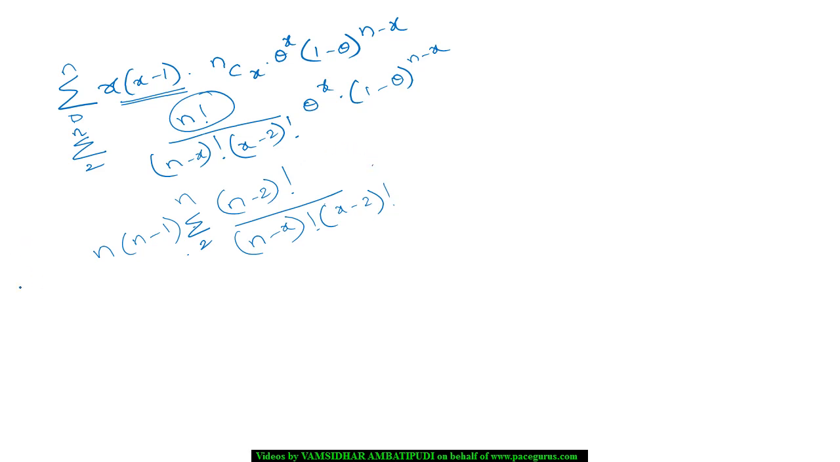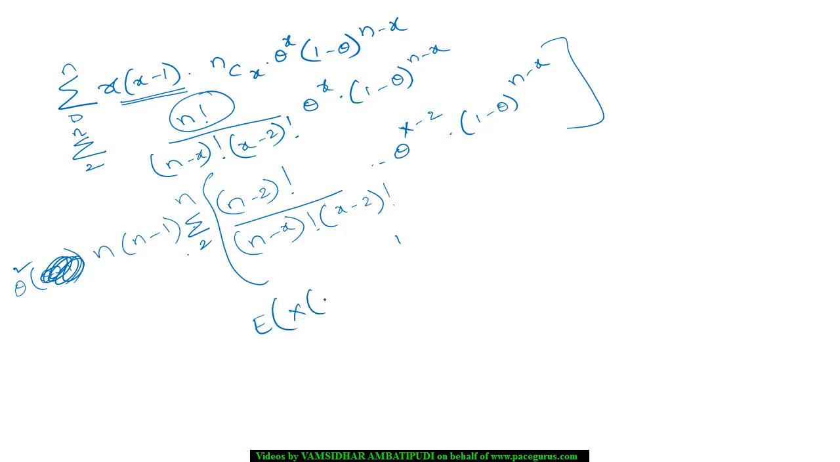Theta into theta, theta squared, two thetas I am going to take out, which will make it theta to the power (x minus 2), (1 minus theta) to the power (n minus x). So now this whole summation again is becoming equal to 1. So which is making expected value of x into (x minus 1) nothing but n squared minus n, into theta squared. This is the expected value of x into (x minus 1): n into (n minus 1) into theta squared.